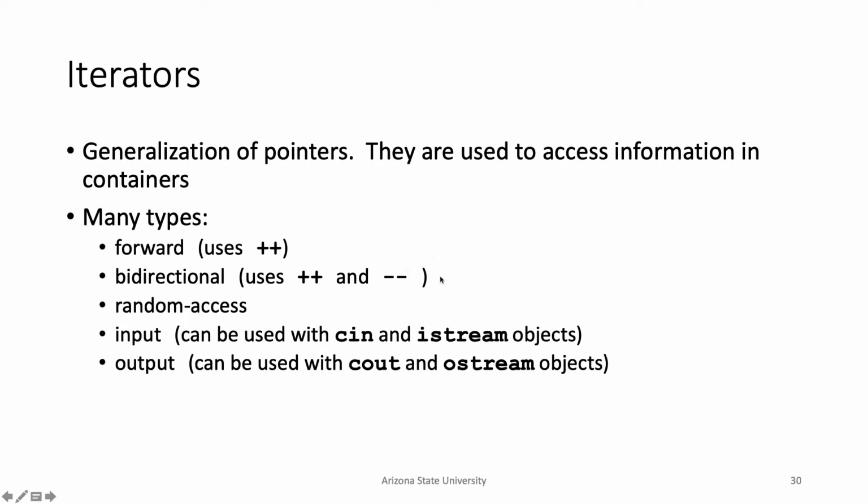So what container have we talked about today you think has a bidirectional iterator? The deque, right, because it has pointers in both directions. Good. What container do you think has random access iterators?